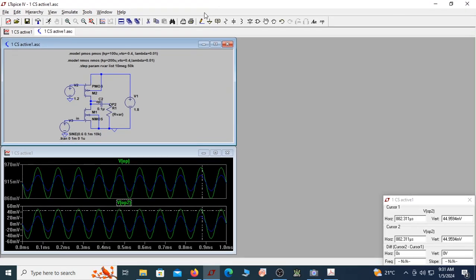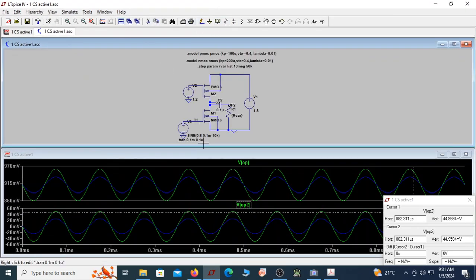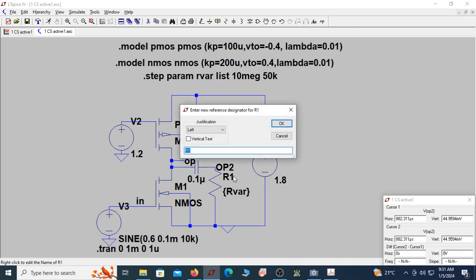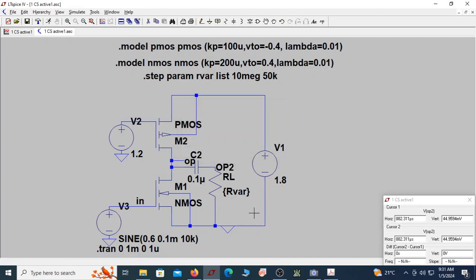If you look carefully here, we actually have two outputs, two nodes. This is output, this is output 2. Let us spend some time with this particular circuit that we have now. Let me name this RL, which says that it's a load resistance.